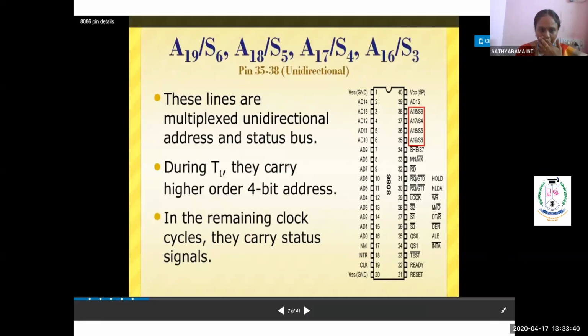Then I told you that there are 20-bit address lines. We have already seen that 16 bits are multiplexed with the data, so 4 more bits are there, specified by A16, A17, A18 and A19. These 4 signals are multiplexed here along with the status signals. We all know the status signals decide memory read, write or memory segment operation. For that we used S1 and S0 earlier; here we have S3, S4, S5 and S6.